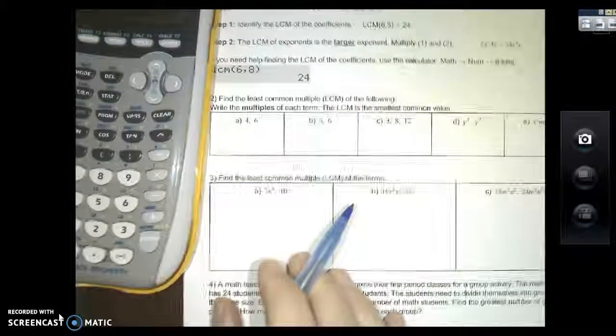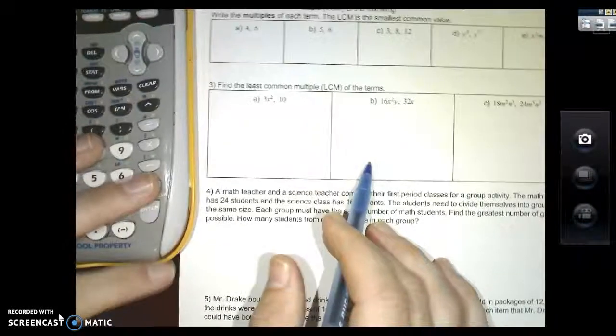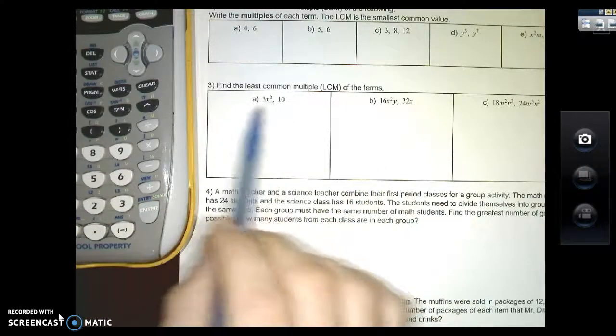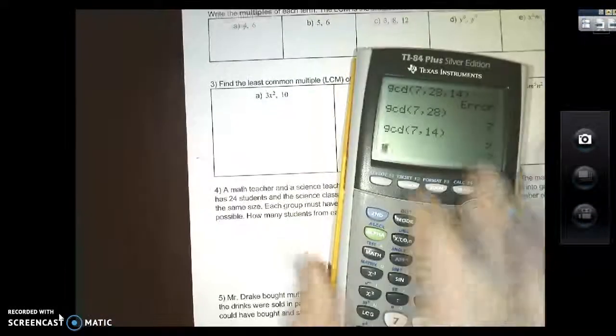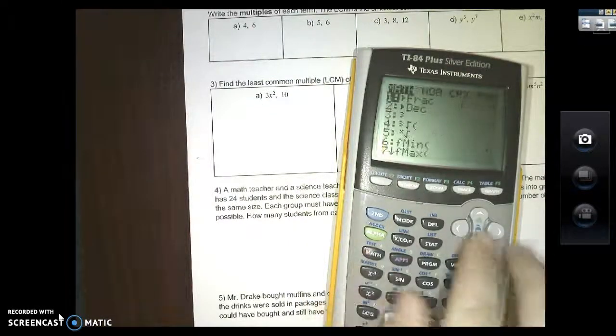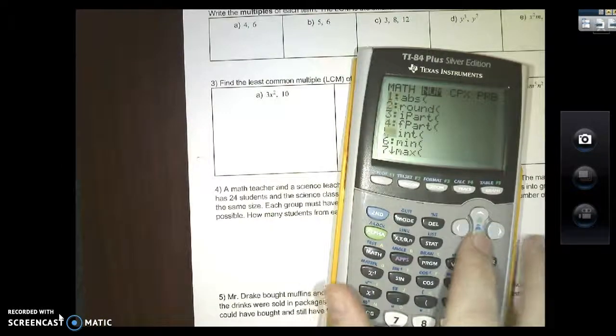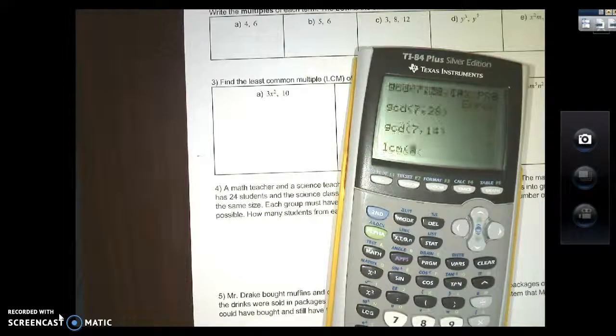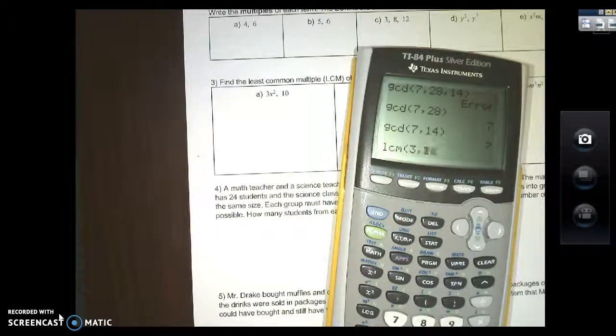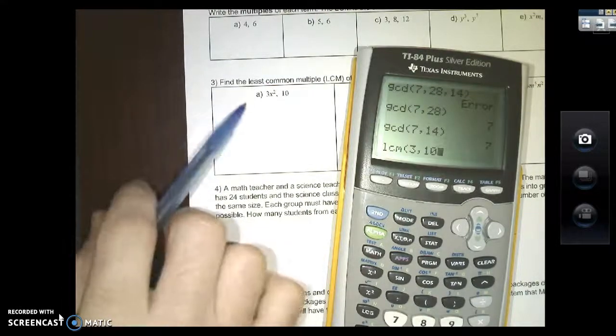Now, much the same. I'm going to kind of jump down here to number 3, just to kind of show you guys the examples. Find the least common multiple of the terms. All right, here, I can do the same idea with this calculator if I choose to. I can hit math, go to the right one, go down, and instead of GCD, I want LCM. So I type in 3, 10. I'm on number 3, part A right here.